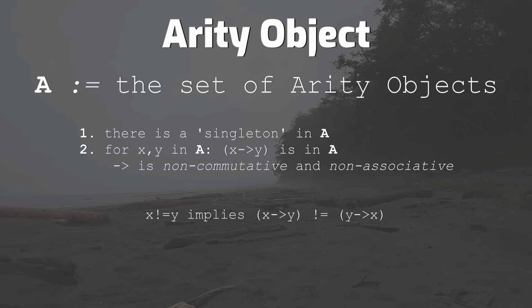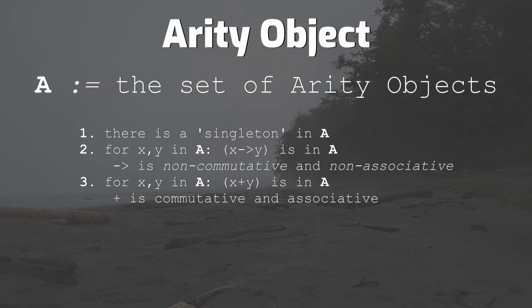Since it's not commutative, that means the input side of the arrow is distinct from the output side of the arrow. And since it's not associative, that means that the binding of arrows within arrows is significant, and we can't exchange one binding order with another binding order. 3. Given two arity objects, we may generate a new arity object by pasting them together. The pasting operator is commutative and associative.